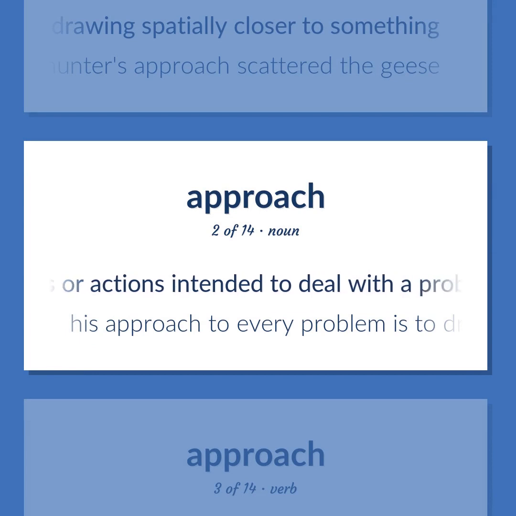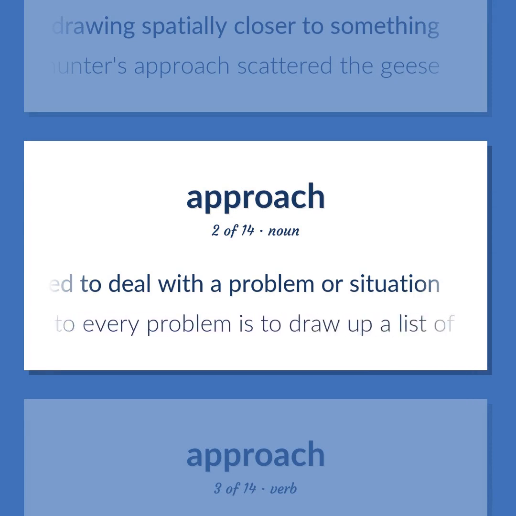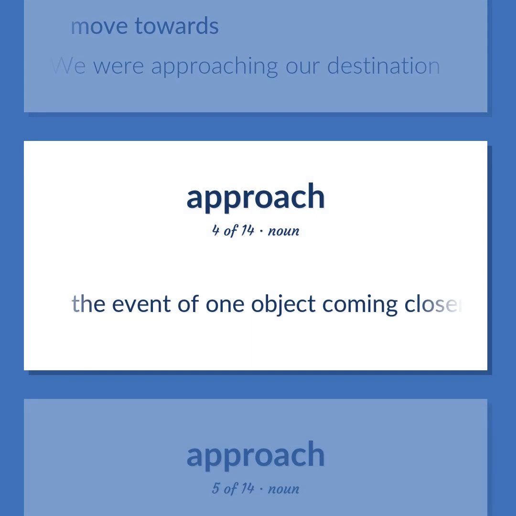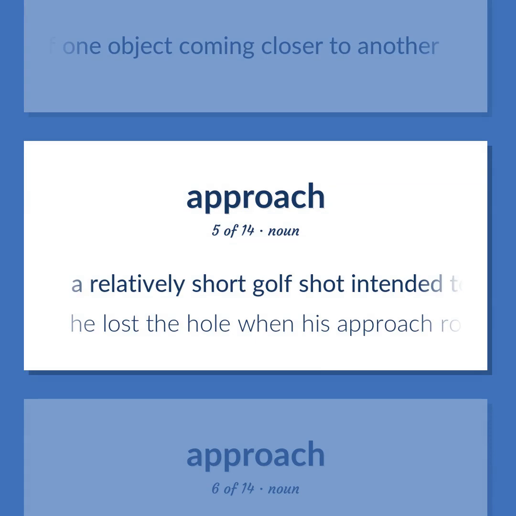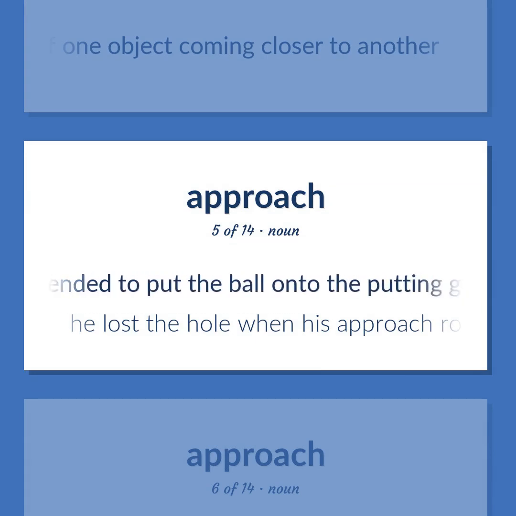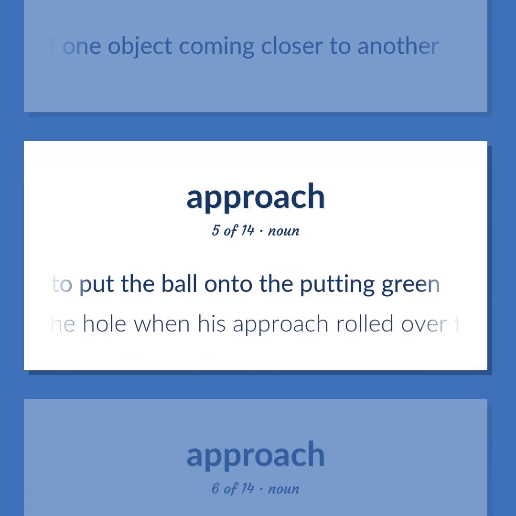Ideas or actions intended to deal with a problem or situation. His approach to every problem is to draw up a list of pros and cons. Move towards. We were approaching our destination. The event of one object coming closer to another. A relatively short golf shot intended to put the ball onto the putting green. He lost the hole when his approach rolled over the green.